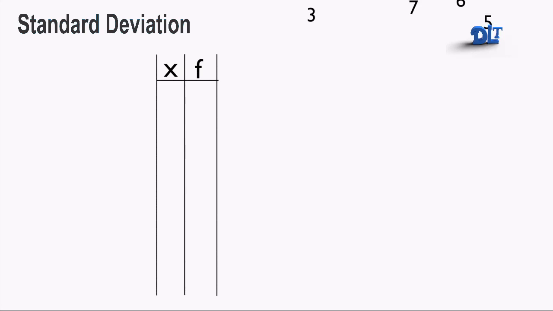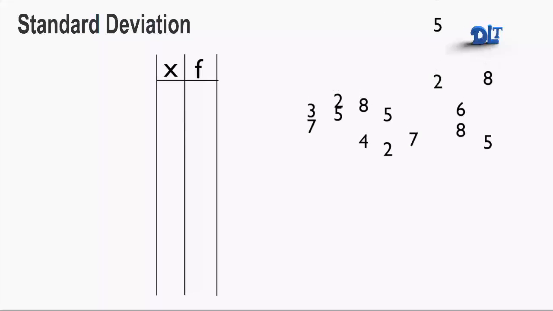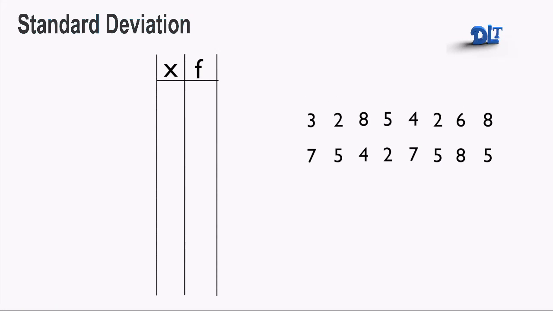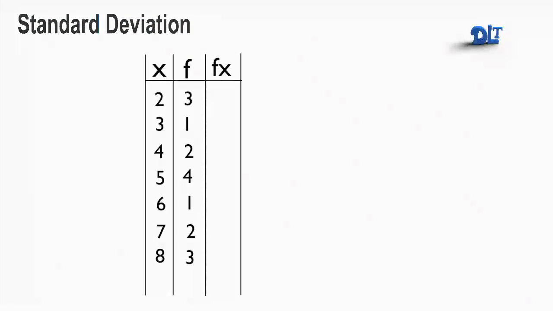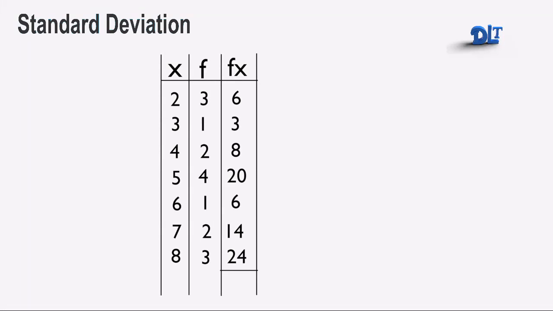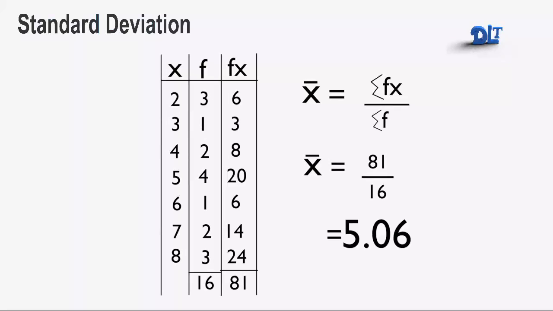Suppose you are asked to calculate standard deviation using this raw data, you will first represent them in a frequency table, multiply each value by their frequencies respectively and put the answer in the fx column, add all the values in the fx column and put their total down here, do the same for the frequency column. Calculate the mean by dividing the sum of fx by the sum of f, in this case our mean is 5.